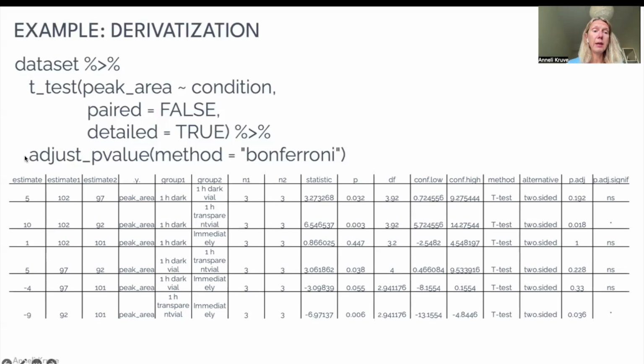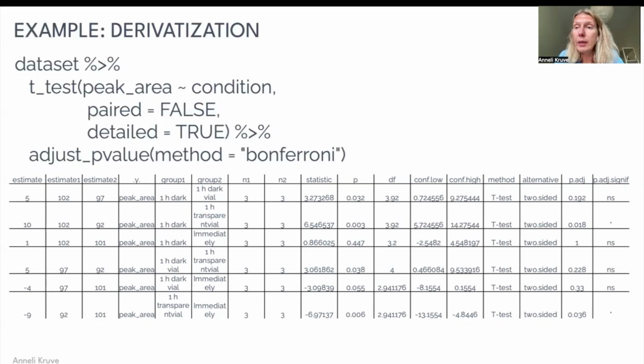And what we see here is that on the first column, we see the difference in the mean peak areas of the two conditions that we are comparing. Then we see the individual mean estimates for both groups. Then we see what was the Y. Then we see what groups they are. We see what were the number of measurements. We see here the t statistics. We also see the p-values and the degrees of freedom.